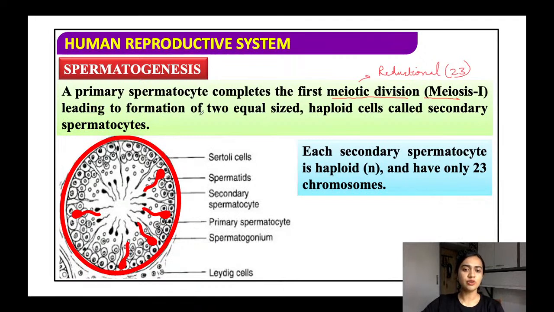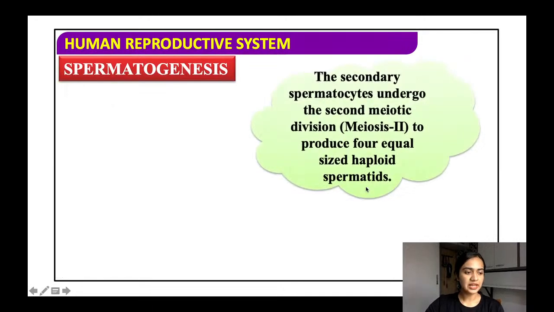Now, this leads to the formation of two equal sized haploid cells called secondary spermatocytes. So now the primary spermatocyte has divided into two, all right? And both of them are equal in size, and they are haploid cells. That I told you, because it is reduction. So now from 46, it has 23. All right. And hence they are called secondary spermatocytes. Fine. Now each of the secondary spermatocytes has only 23 chromosomes. All right. I hope this part is clear.